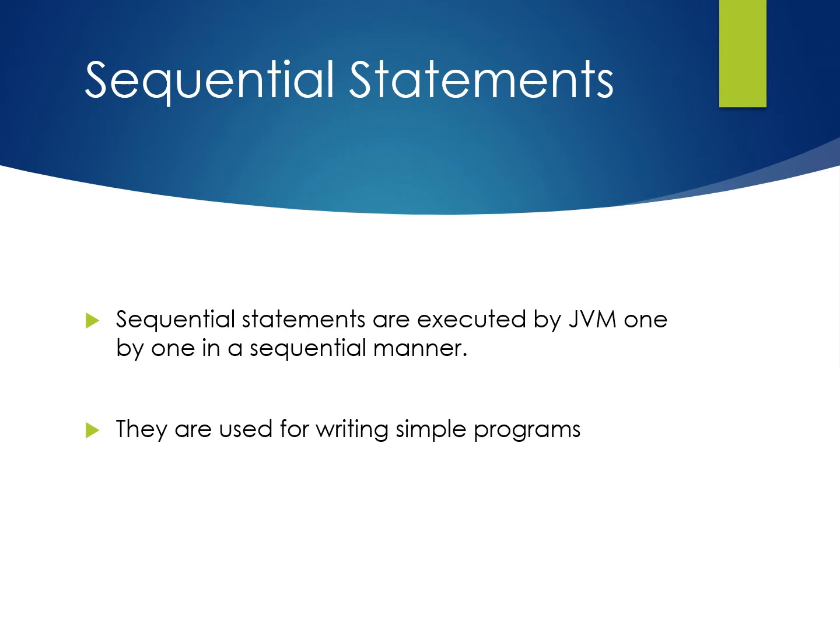Sequential statements are those statements which are executed in the order in which they are written, including the method calls. So they are executed by the JVM one by one in a sequential manner, and that's why they are called sequential statements. They are used for writing simple programs.